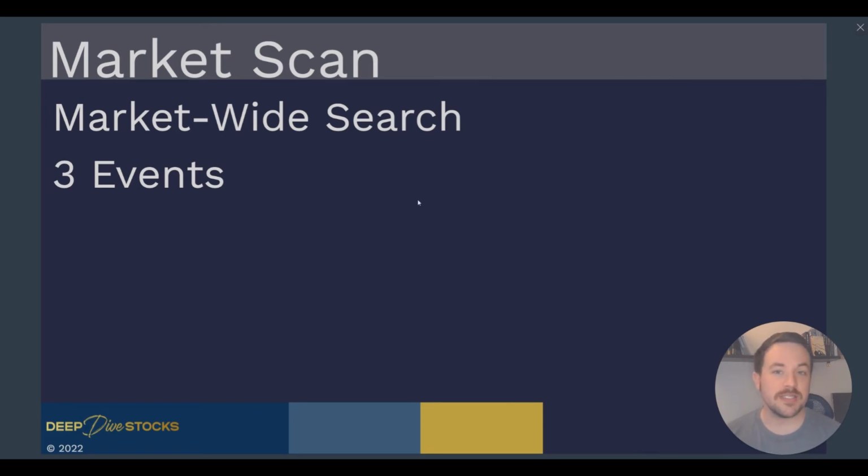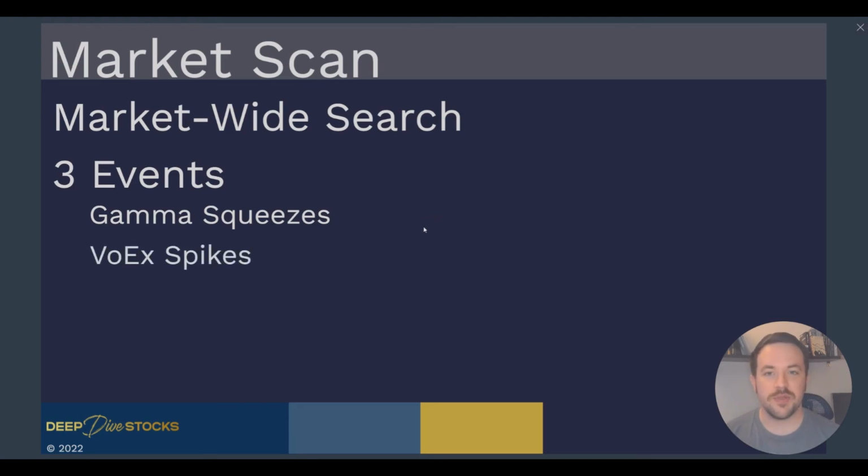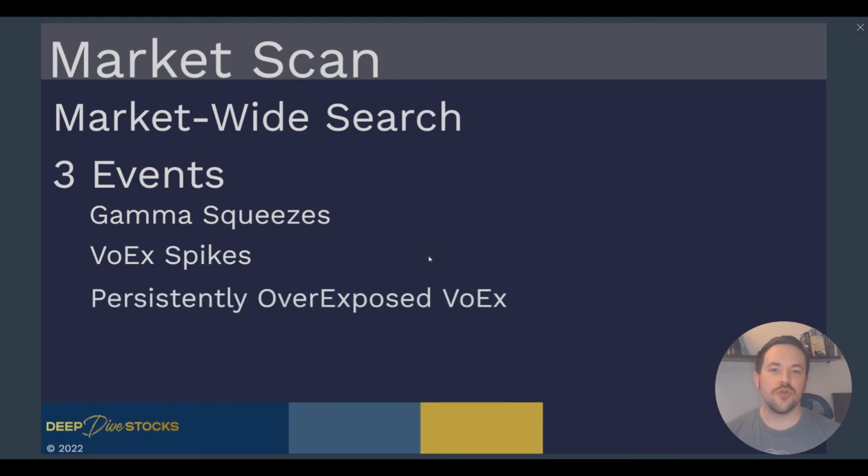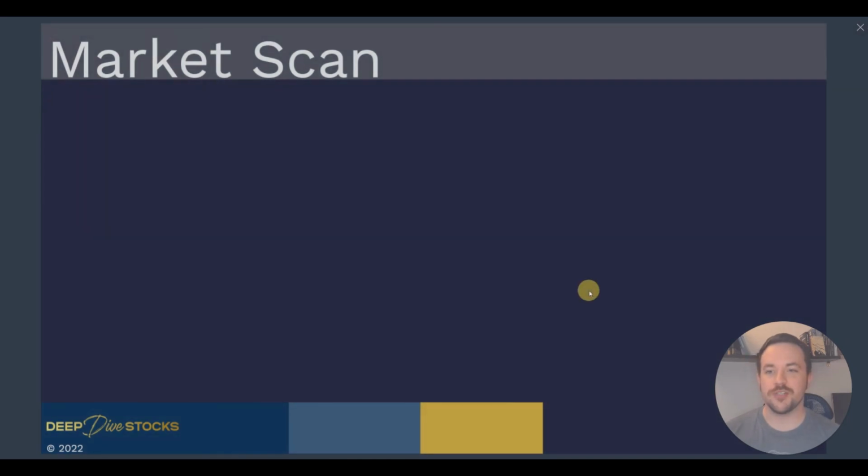So the market scan, we got to talk about this because it was an integral part of the backtest. All of the VoEx spikes that were delivered to the backtest were done from the market scan, and the market scan is something that Deep Dive Stocks still does every day and delivers right to its members. It's a market-wide search, and it looks for 3 key events. It looks for stocks that are in a gamma squeeze. It looks for the VoEx spikes, or stocks that have experienced sudden surges of instability. And then it looks for another VoEx metric, which we'll talk about later, the persistently overexposed VoEx. These are stocks that have a persistent, or mounting, level of instability, but the system hasn't unraveled yet. So these are good stocks to keep an eye on, because they typically experience some large unraveling event, which can be pretty profitable if you catch it at the right time.